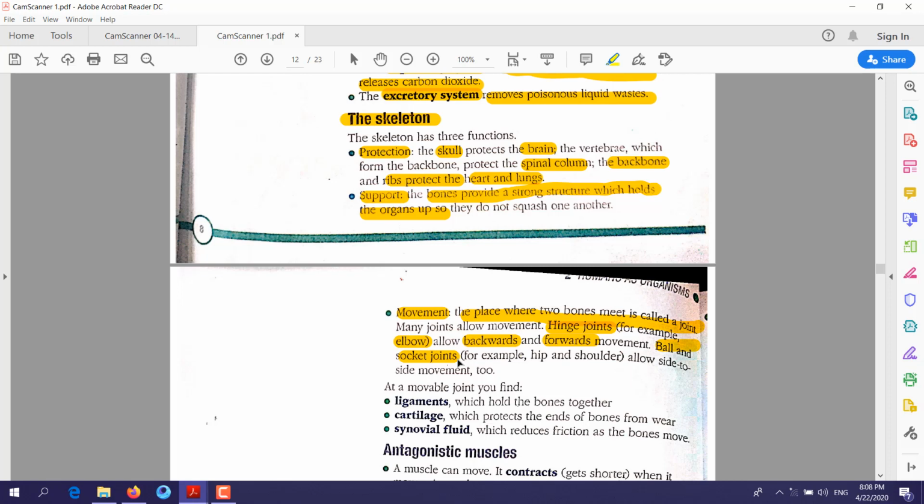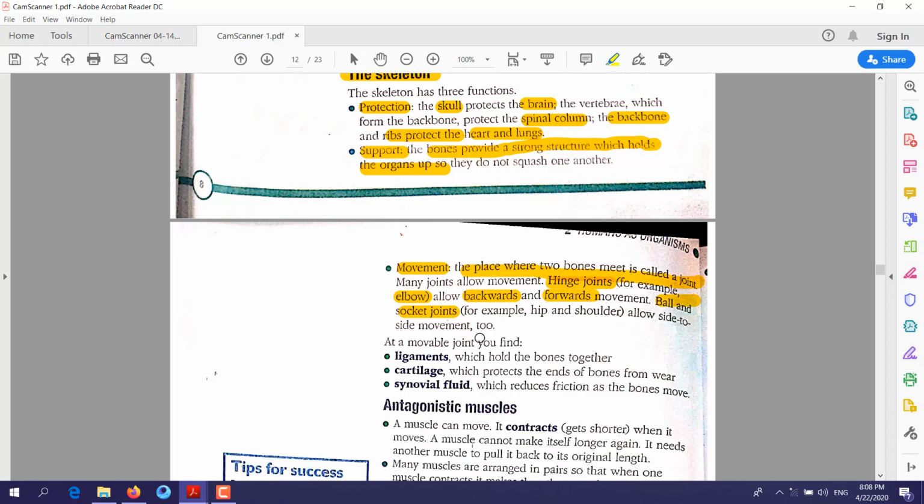So this kind of joint we call a hinge joint. Another type of joint is the ball and socket joint. Examples are the hip and shoulder. Let's say your shoulder. You can move it backward, forward, to the right, to the left. You can move it in all directions. So this kind of joint we call a ball and socket joint.